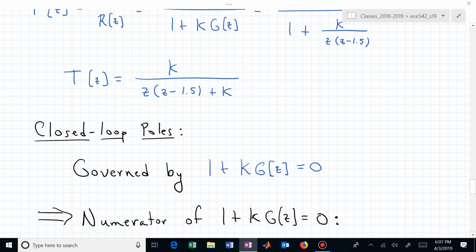And it's really, when we look at 1 plus kg of z, that's some rational expression. It actually has a numerator and a denominator, but the numerator of 1 plus kg of z will determine the denominator of our closed loop transfer function. Can that be any more confusing? But if you think about it, the numerator of 1 plus kg of z is going to be the polynomial that will determine our closed loop poles. And for this particular problem, we've already identified that.